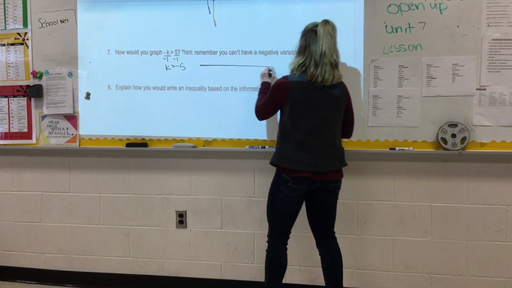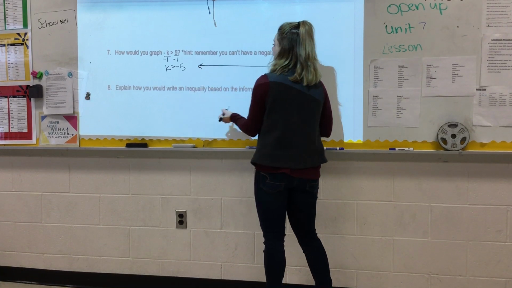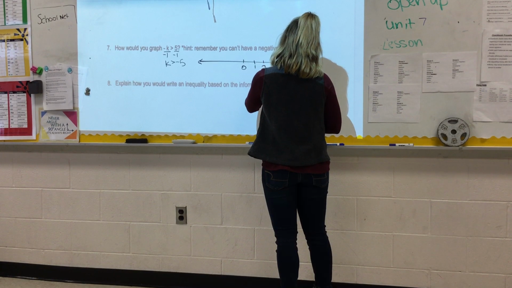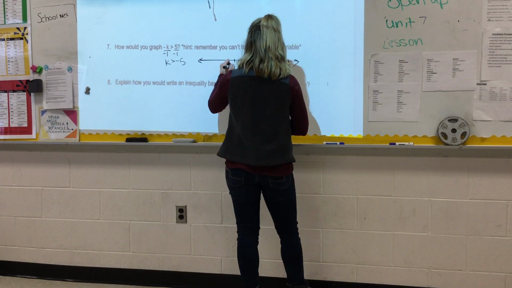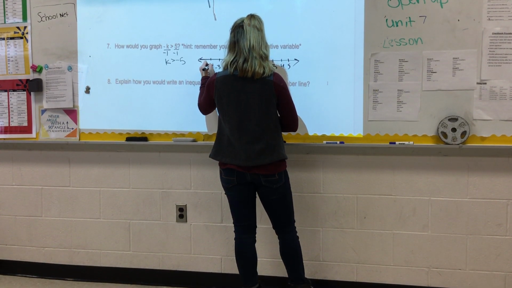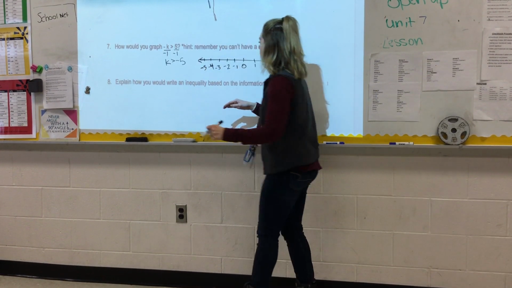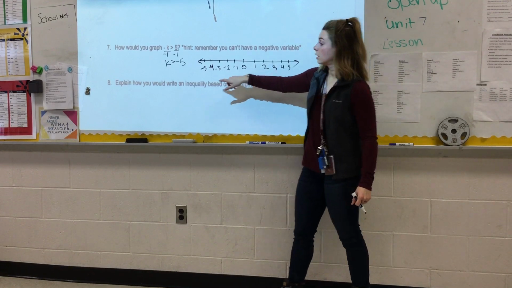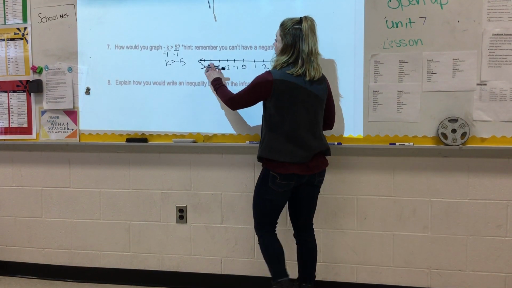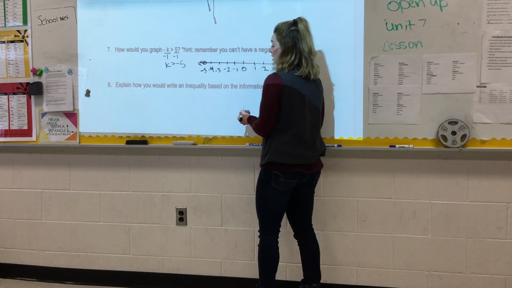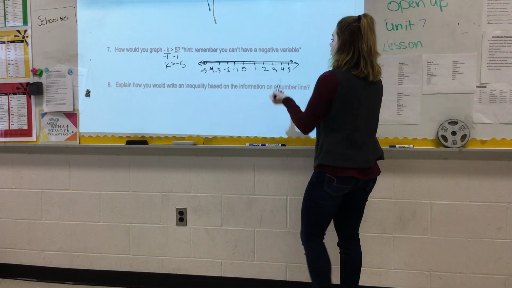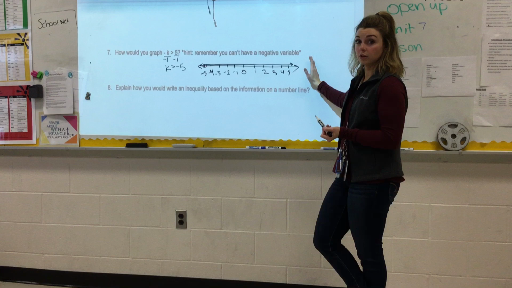So your number line is going to be 0, 1, 2, 3, 4, 5, negative 1, negative 2, negative 3, negative 4, negative 5. So on your number line, k is greater than negative 5. So I know my circle is going to be open over the negative 5, and then it's going to be going to the right because k is everything greater. Any questions on this one?